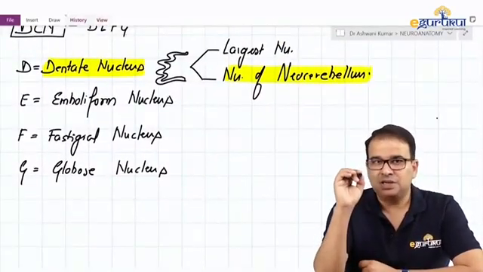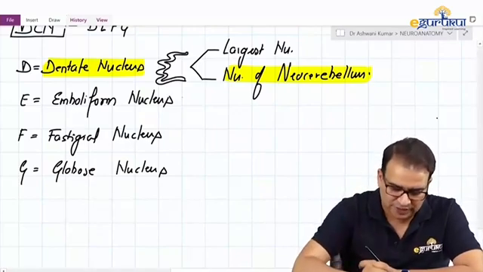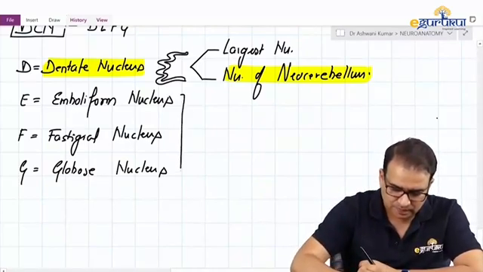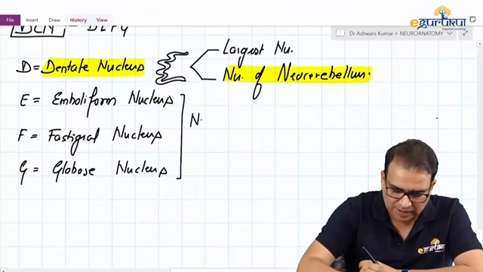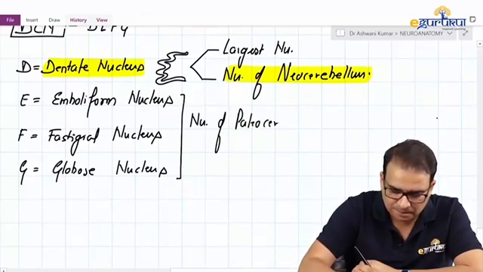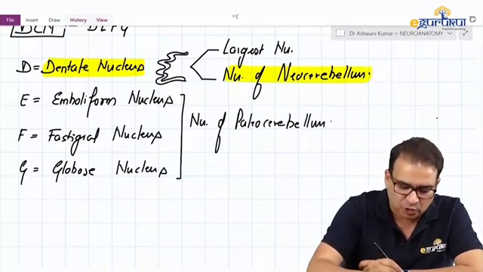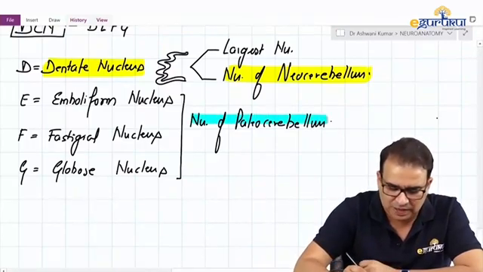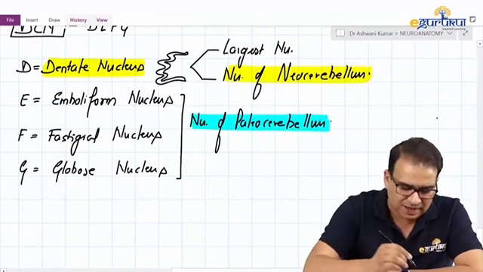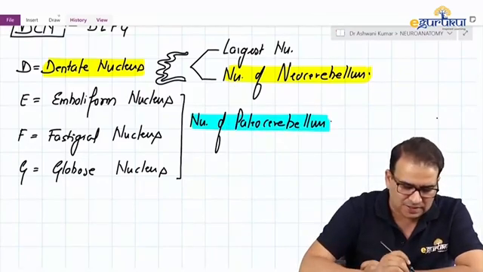Emboliform, fastigial, globose. Now all these three are regarded as nuclei of paleocerebellum. What was the other name for paleocerebellum? That was spinal cerebellum. So all these three are regarded as the nuclei of paleocerebellum. But there comes an important point.